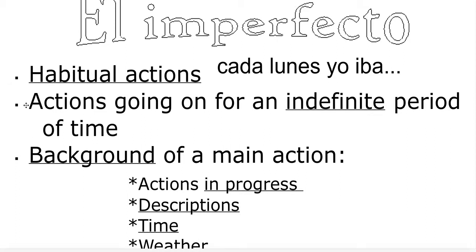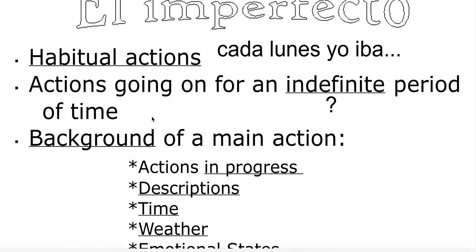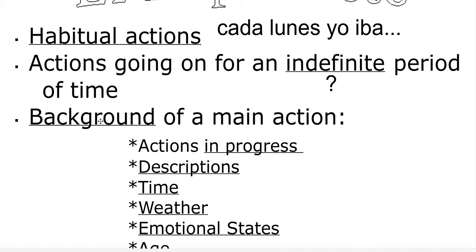The second one, actions going on for an indefinite period of time. We don't know how long that event was going on for. So if it's an indefinite period of time, meaning no specific beginning, no specific end, you're going to use the imperfect tense, and we're going to do some practice with that soon. The last one, number 3, is if it's background of a main action in a story.